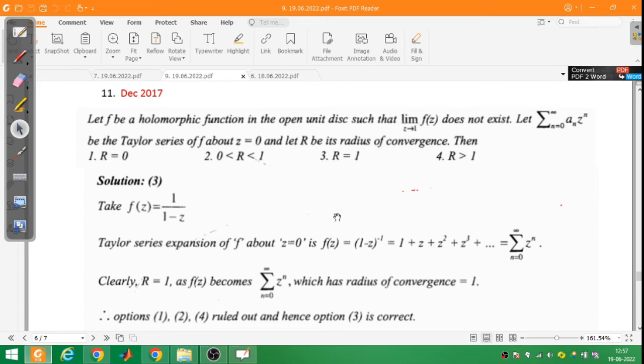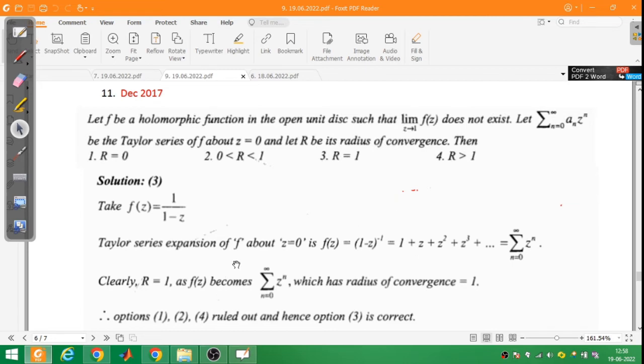Here the a_n is not directly given. For a_n there are 3 conditions. First, you have to define a function f that is holomorphic, and also that function does not exist as z tends to 1. So you want to define a function that satisfies our assumption. I define the function f(z) = 1/(1 - z). My function satisfies these 2 conditions.